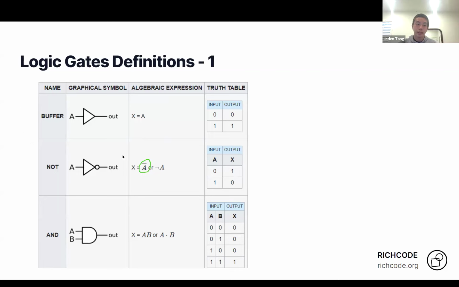Okay, and then some other ones you need to know are AND, which basically just means you take the two inputs, and you only return true if both are true, which is represented either by just two letters next to each other, or a letter and then a multiplication dot and then another letter.